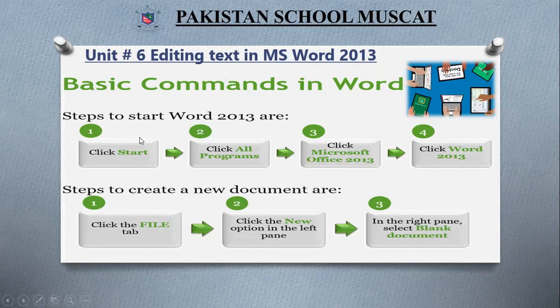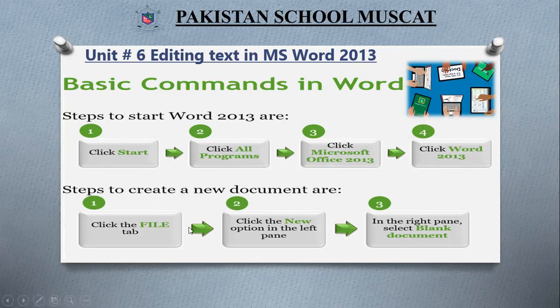First of all, you need to know how you can start Word 2013. And yes, we know the first step is you need to click on the Start button of your window. Then click the All Programs option. And you have to find Microsoft Office 2013 in the program list, and you need to click that one. And after you have done with it, you need to click on the Word 2013 option.